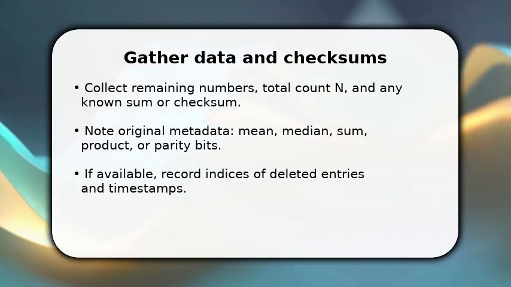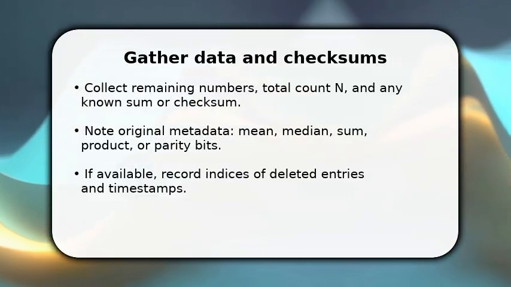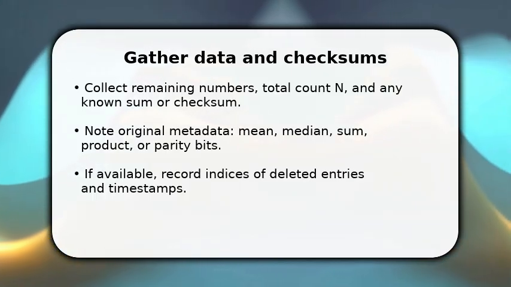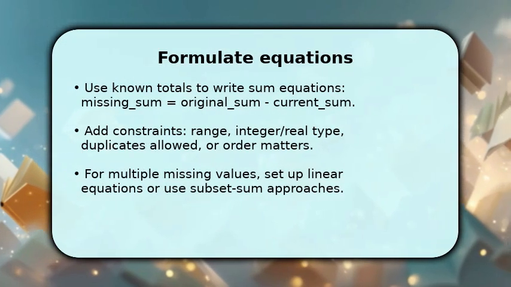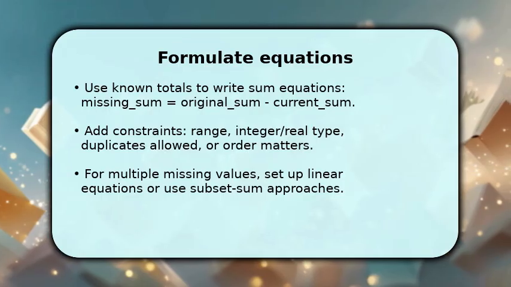That narrows possibilities significantly. Also check for any redundant checksums or hashes because these let you set up equations. This step turns vague loss into a solvable numeric problem. Now translate those constraints into math. If you know the original sum, subtract the current sum to get the combined missing sum.